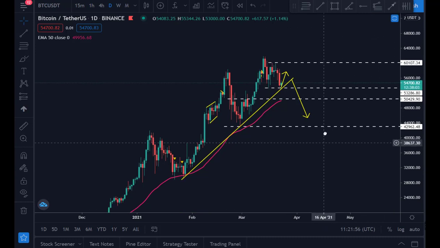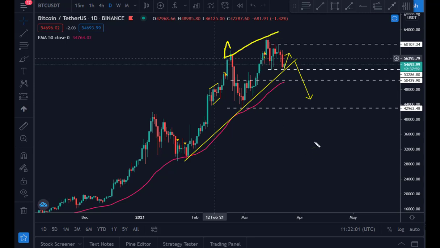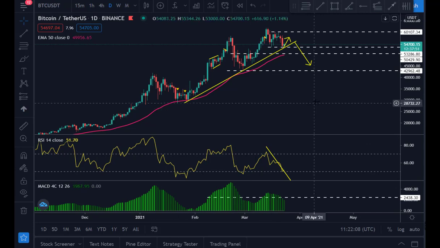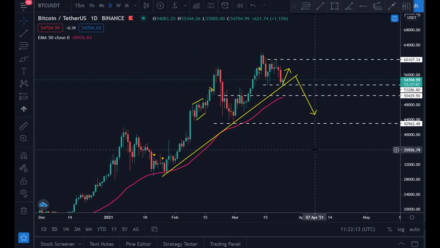Looking at this whole move, as I showed you yesterday, we already have a divergence between here and here. You can see that in all our parameters like RSI and MACD. That tells us one thing: the momentum is weak. So what might happen now?